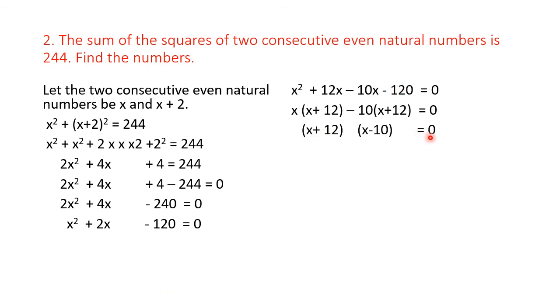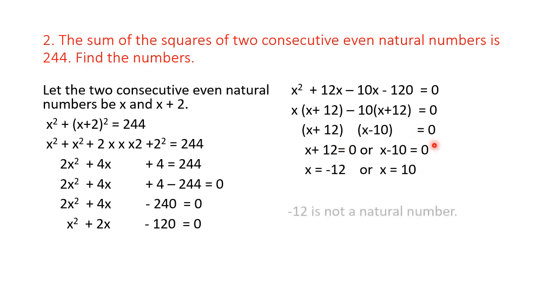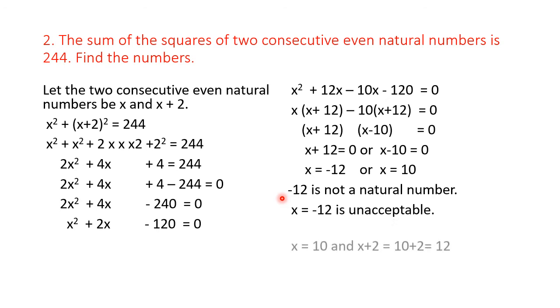We write down x plus 12 is equal to 0 or x minus 10 is equal to 0. Then, when we shift this 12 to the other side, it becomes minus 12, and minus 10 shifted to the other side becomes 10. But minus 12 is not a natural number. They have told us we want even natural numbers. It's not a natural number because natural numbers start from 1. So we will say that x will be equal to 10.